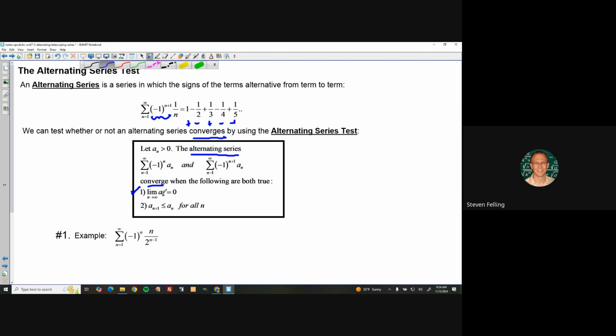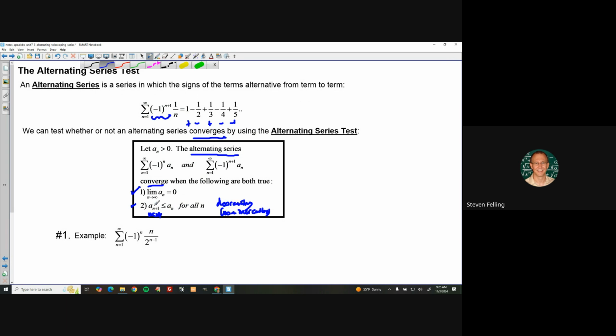The limit of the generating rule, ignoring the signs, is 0, and secondly, that the series is decreasing. Really, I'm going to call it decreasing, but technically it's non-increasing. You have to have a series whose terms never go up. They can either be equal to each other or go down, so the next term is lower than the current term. And there are a couple of ways to show that.